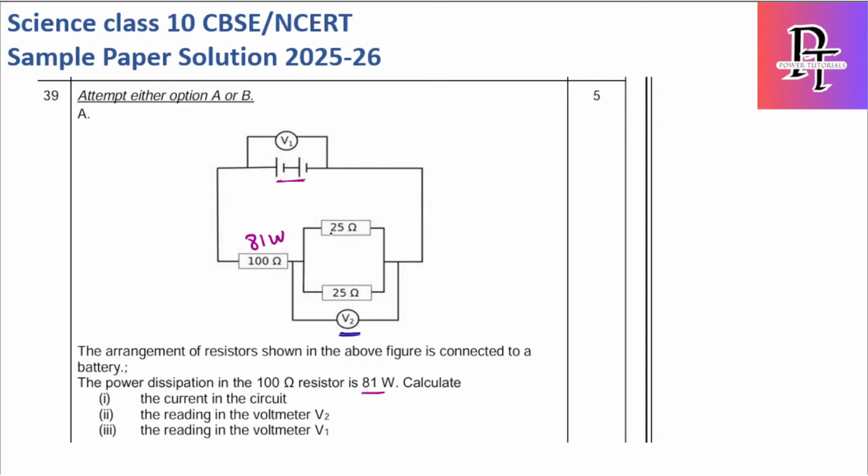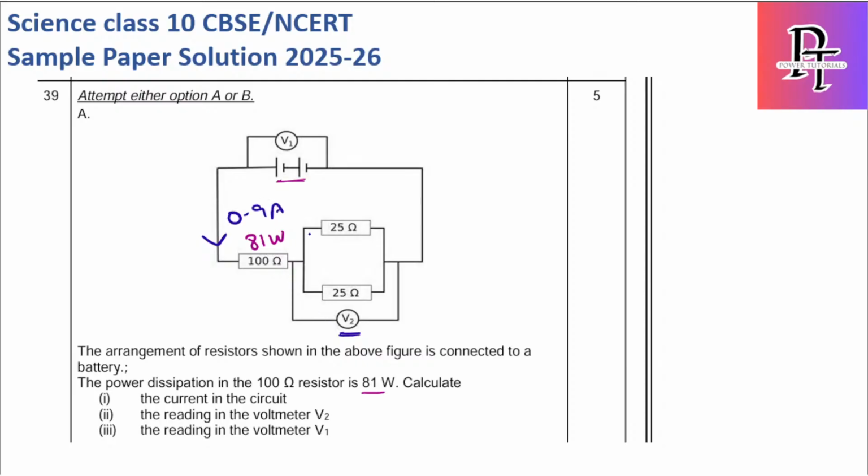For this, I will simplify the circuit so that it forms a single voltage source or a single resistance. Then I can find the current flowing through it, because this same current will flow through this circuit as well. So the current, how much did we get? We got the current rating as 0.9 ampere.